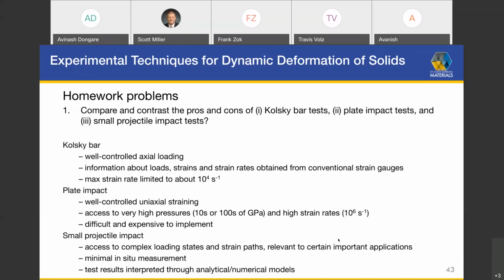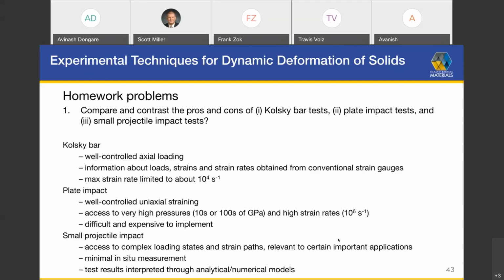The small projectile impacts are useful in a number of situations. They do give us access to more complex loading states and strain paths, ones which we wouldn't be able to attain through the Kolsky bar or plate impact tests. And the nature of the loading states and the strain paths that it allows access to are ones that are relevant to certain important applications, particularly regarding penetration by projectiles, by ballistic threats, generally.